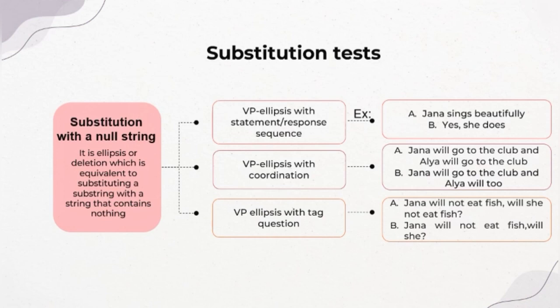Third is verb phrase ellipsis with tag question. For example, Jana will not eat fish. Will she not eat fish? It will be Jana will not eat fish. Will she? And here we can clearly notice that substitution with a null string is only used with verb phrases.